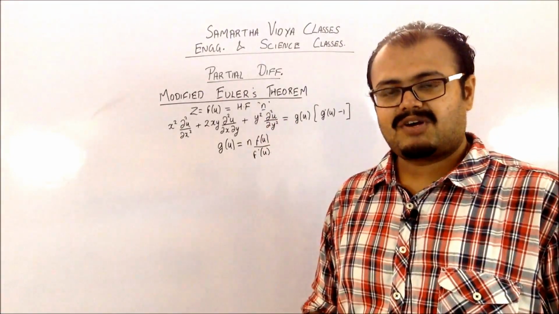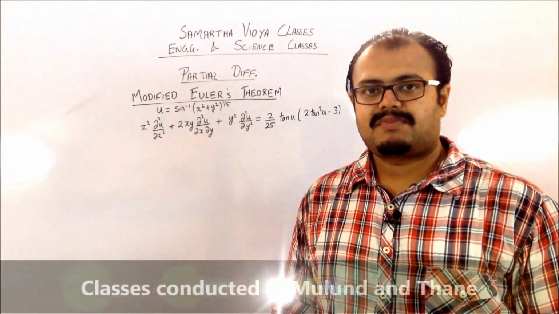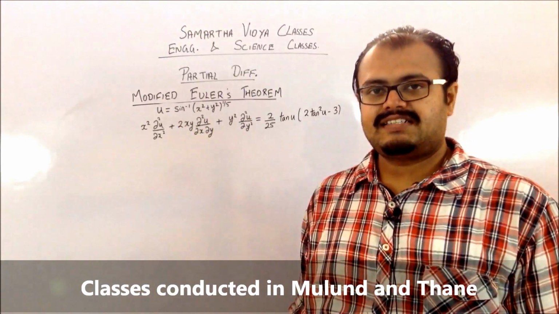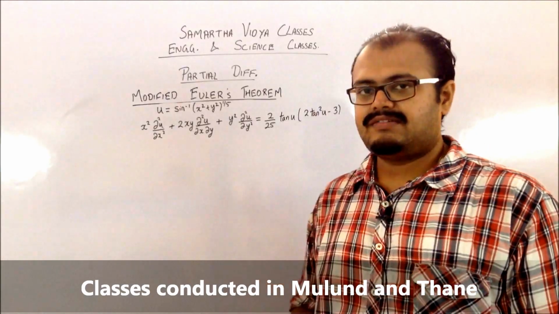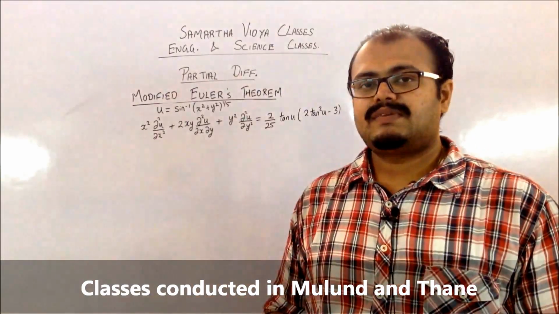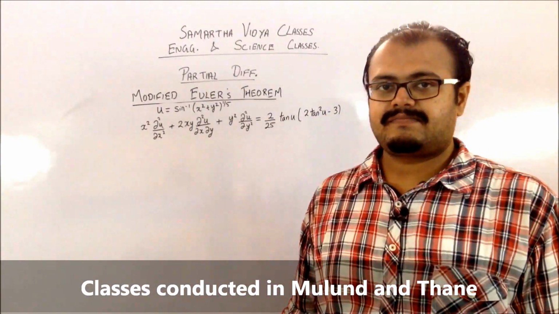So let us see a problem which is going to be based on this particular statement. So let us take this particular problem which is given, that is, u is some function in x and y, and I want to prove this particular value, that is your double derivative terms, is equal to 2 by 5 tan u into 2 tan square u minus 3.